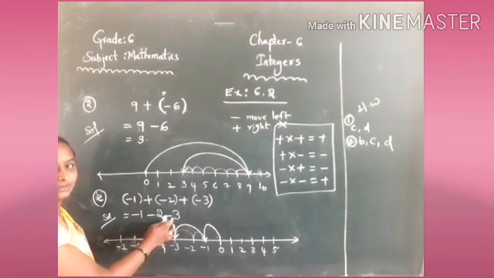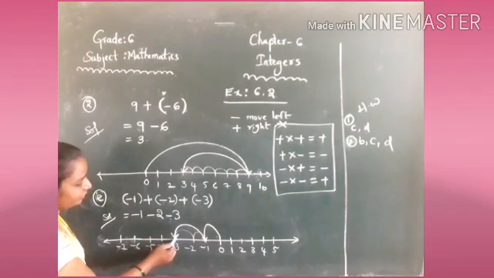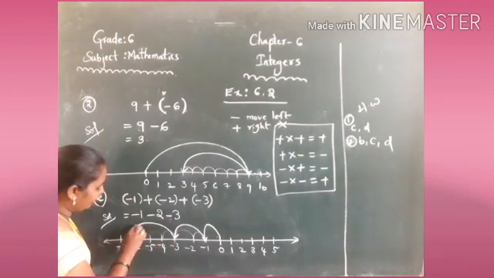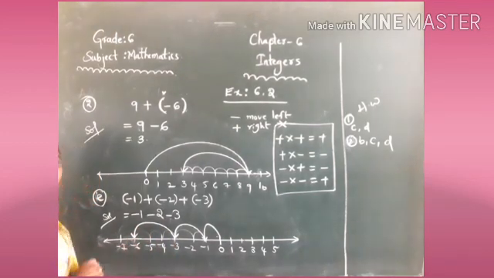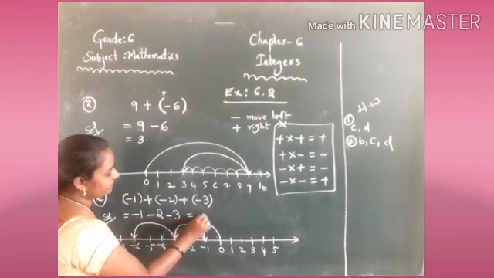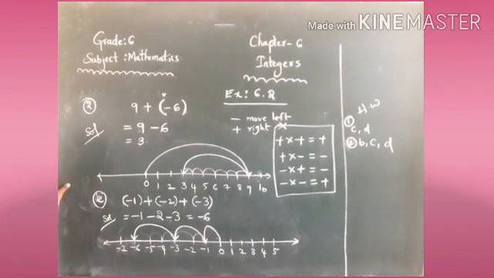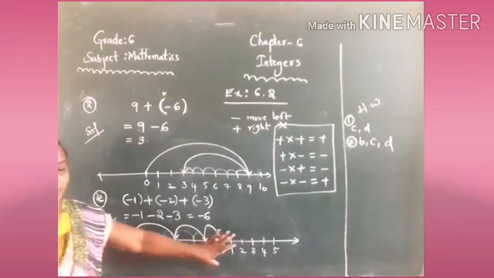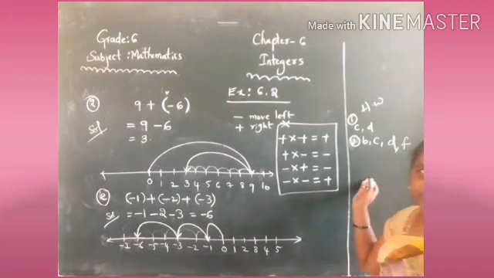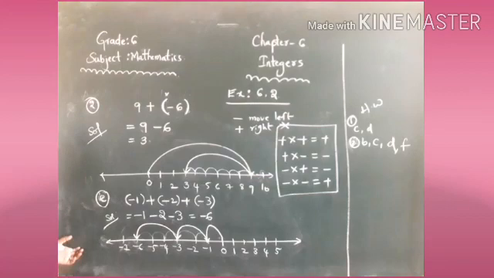Again you have to move 3 steps to the left. From minus 3, 3 steps left: 1, 2, 3. So you reach minus 6. So minus 1, minus 2, minus 3 is equal to minus 6. Is it clear, children? Very easy problem. The remaining problem, that is F, and the second one I have given as homework. That one also you have to solve. Copy it.